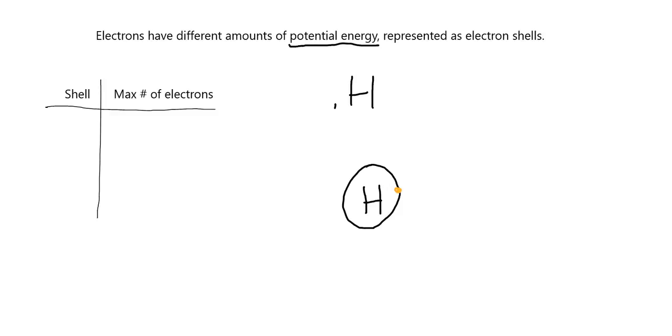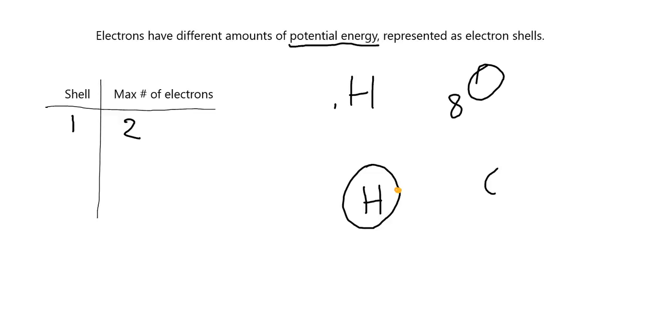And basically that shell is not a physical object around the actual hydrogen atom. It's just a way to represent how much energy that electron has. Now, it turns out that that first electron shell can hold up to 2 electrons. So if we're doing an element that has more than 2 electrons, like let's say oxygen, which has 8 as its atomic number, then we're going to have more than 1 electron shell.